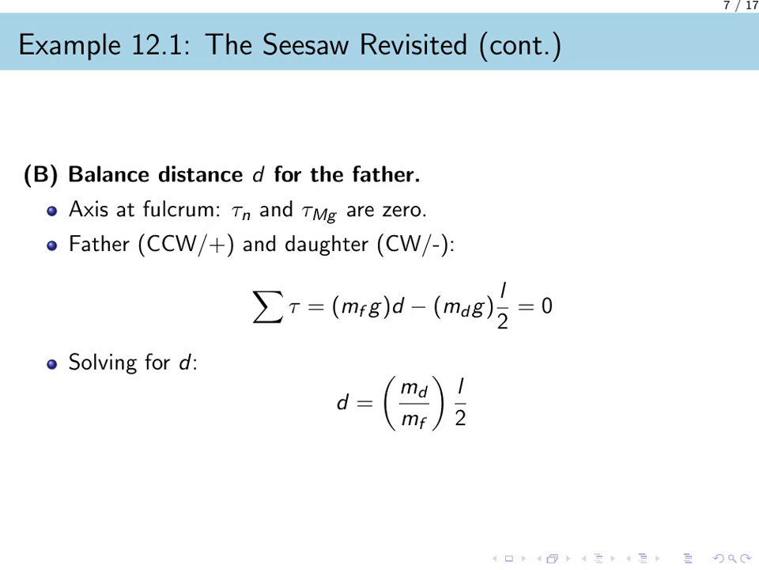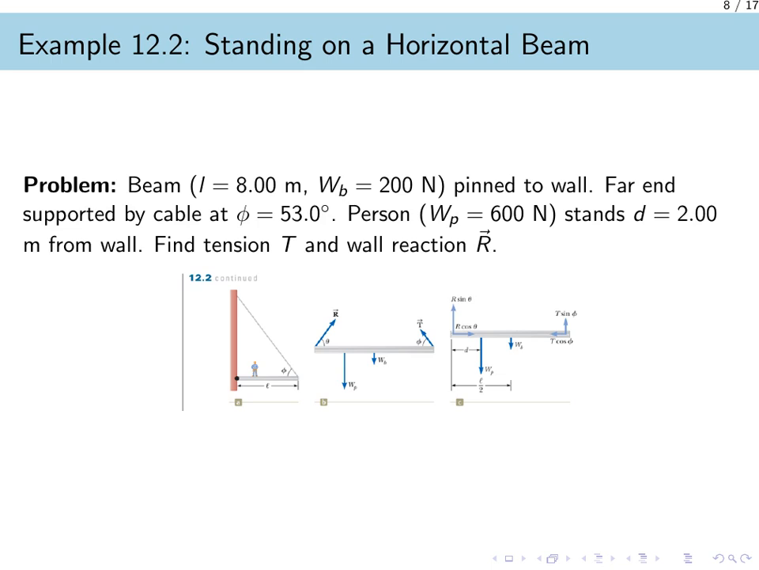This leaves only two torques to consider. The father's weight causes a positive, counterclockwise torque, while the daughter's weight causes a negative clockwise torque. The father's torque is his weight, M sub F times G times his distance D. The daughter's is her weight, M sub D times G times her distance L over 2. Setting the sum of these two torques to 0, and solving for D, gives us the final expression for the father's balancing position. Let us apply our understanding of static equilibrium to a common engineering problem involving a supported beam.